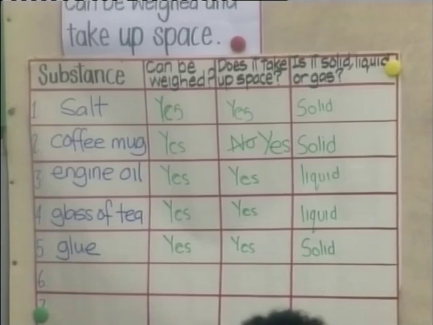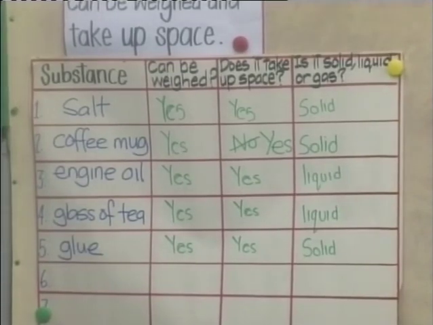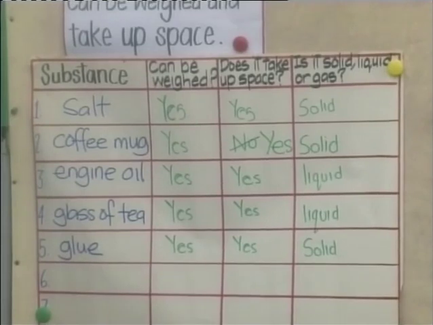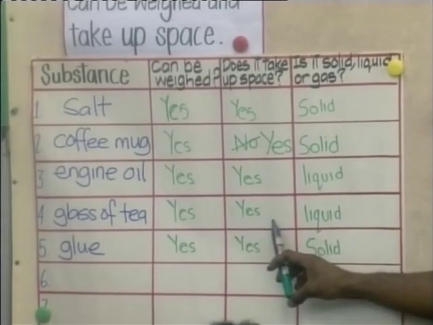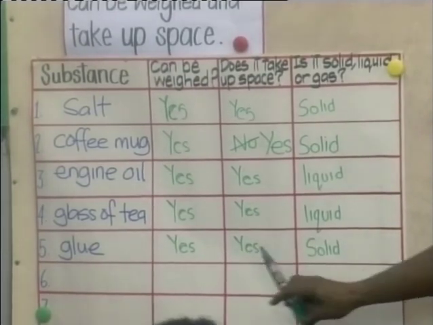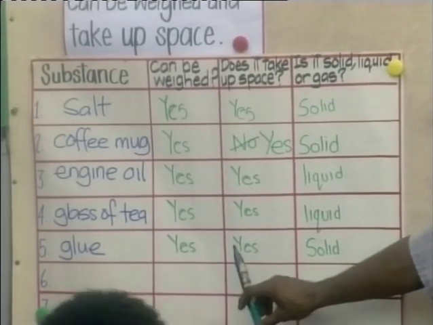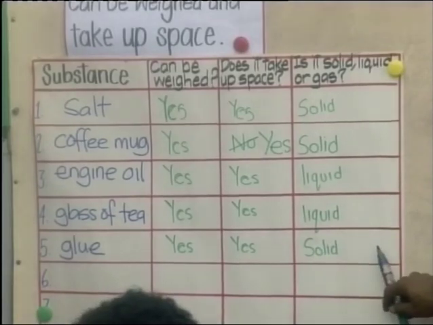Engine oil, can it be weighed? Yes. Does it take up space? Yes, and it is a liquid. Tea, a glass of tea, we're looking at the tea. It can be weighed, can take up space, and it is a liquid. Glue, yes, it can be weighed, take up space, and it is a.